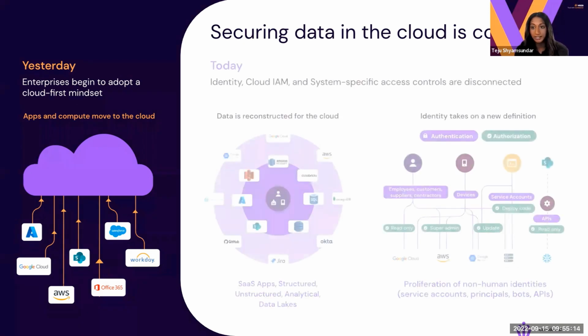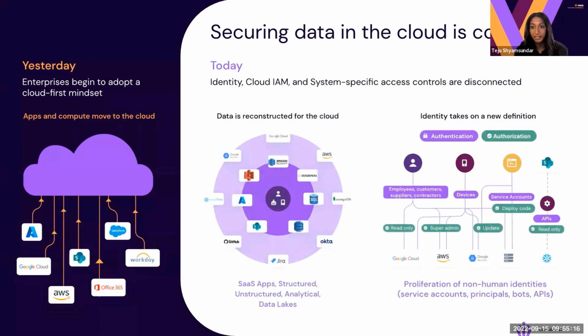The first is that data is reconstructed for the cloud, and the second is that identity has truly taken on a new definition. Now, resources like apps and infrastructure have already moved to the cloud, and data is now in that same renaissance phase. But it's not just data that's moving to the cloud. It's really that data is regarded as the lifeblood for so many organizations, and as a result, is being reconstructed to meet that cloud scale.